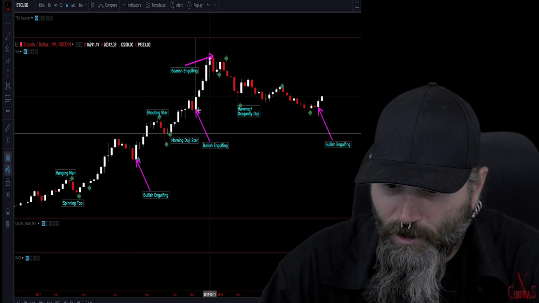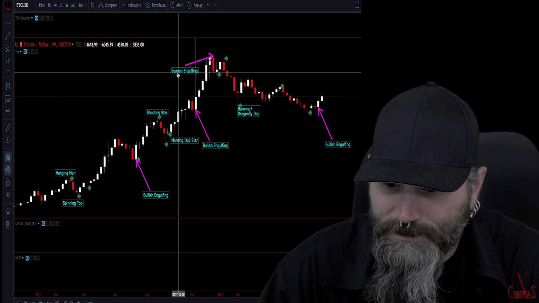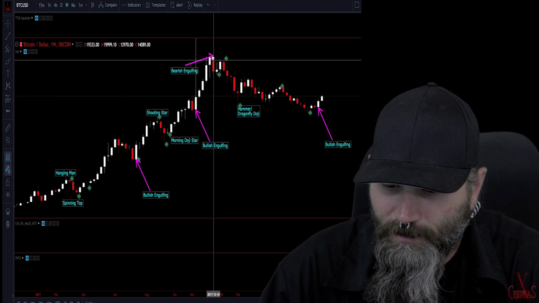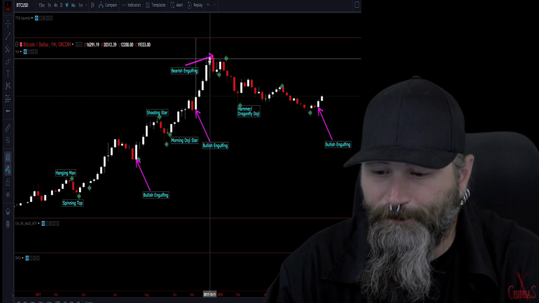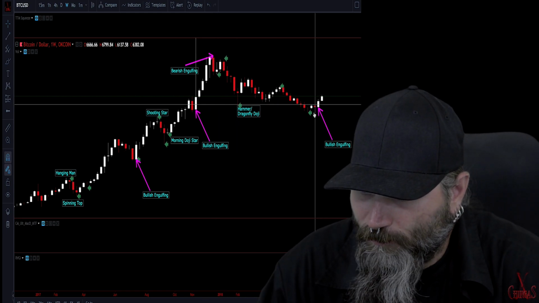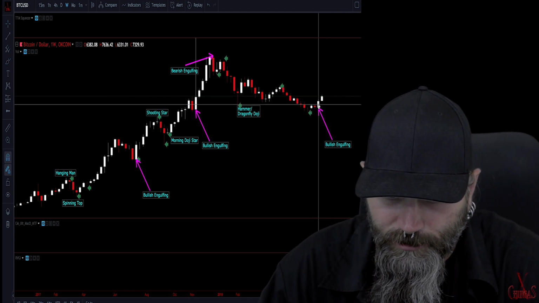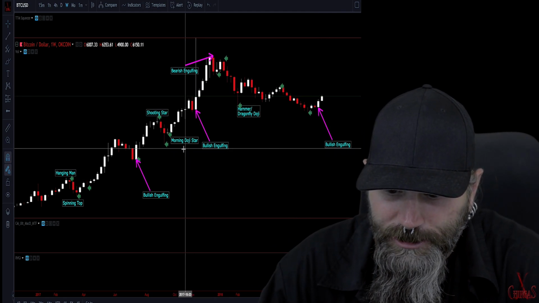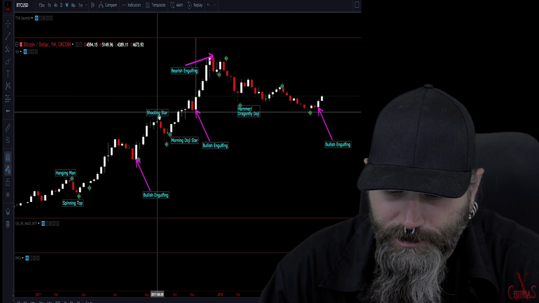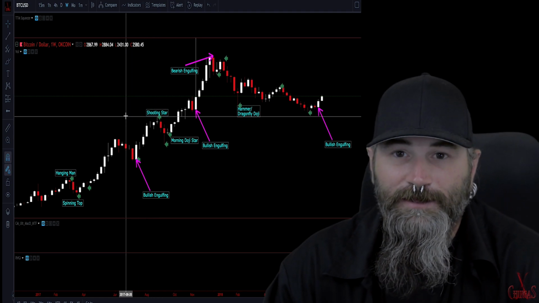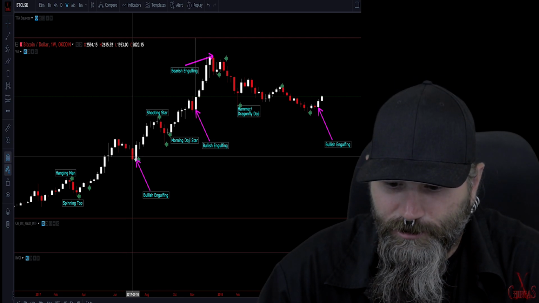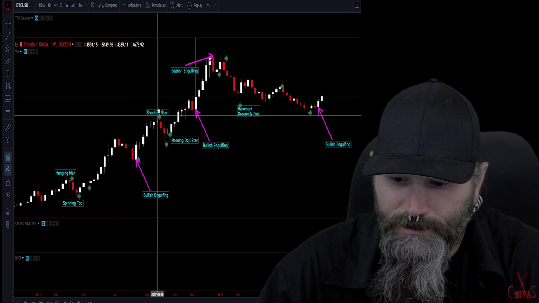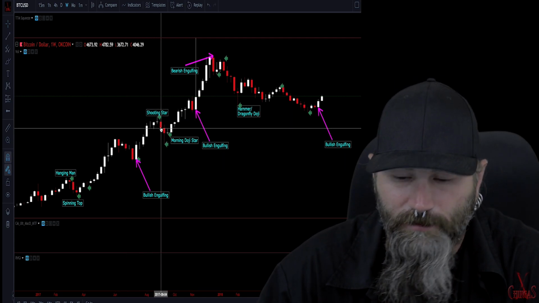Bullish engulfing right here. The opposite of that, bearish engulfing, right? The opposite, completely engulfs that body. That's what we're looking for, the body. Another bullish engulfing right here, right? And we're starting to trend up. Morning doji star, shooting star. Shooting star indicates that's the exhaustion of an uptrend, right? So you're trending up, shooting star, boom. What happened? You went down.